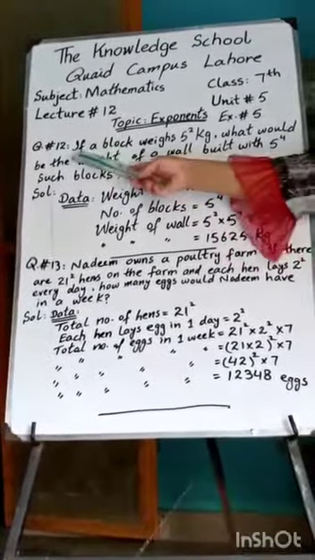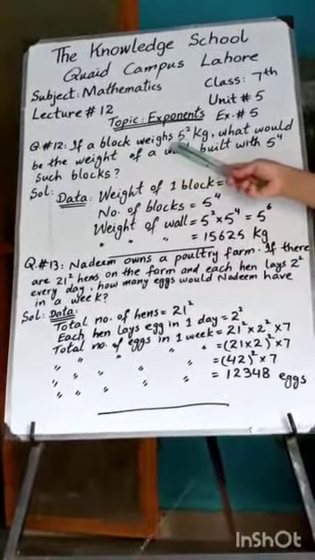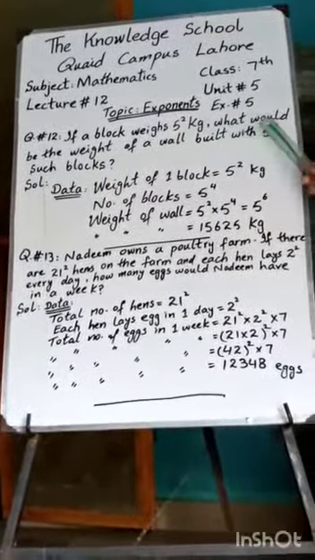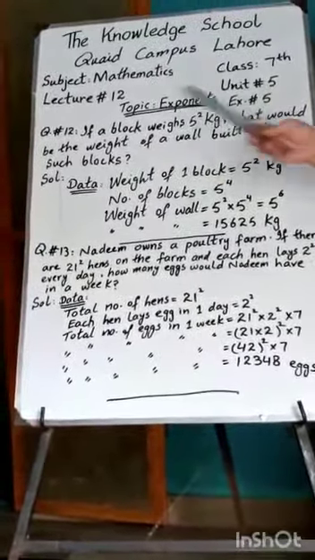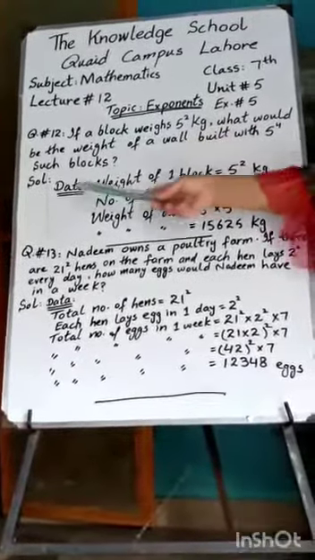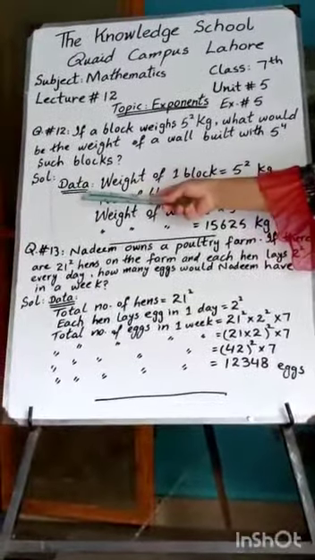Question number 12 is, if a block weighs 5 square kilogram, what would be the weight of a wall built with 5 raised power 4 such blocks? For solution students, first of all we will write data.